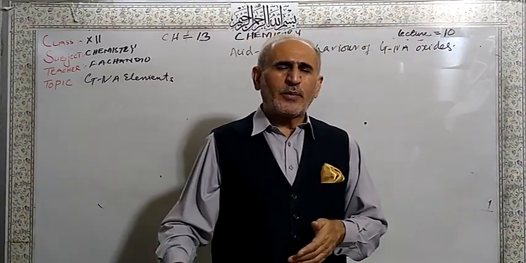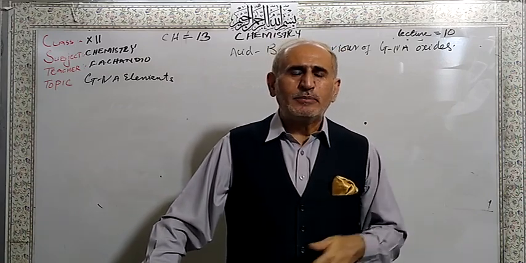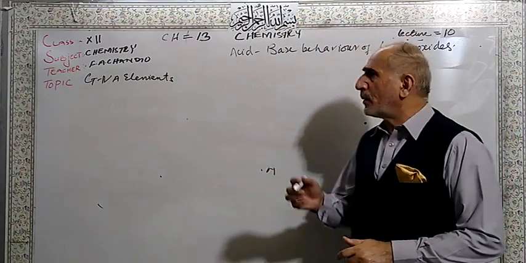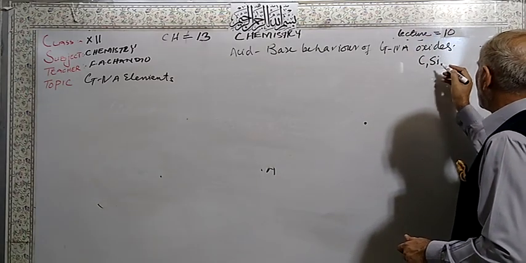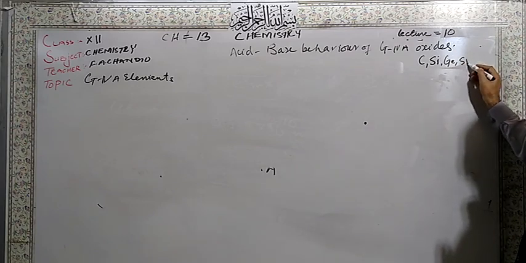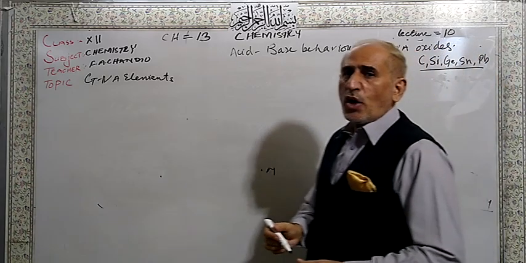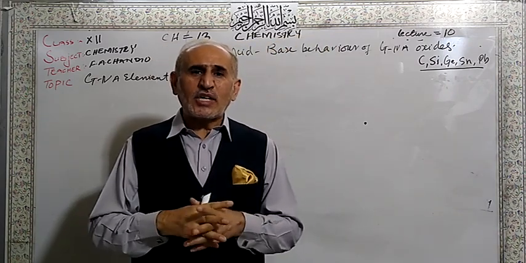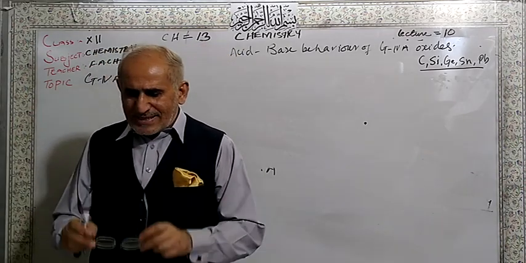If you see the table from before, group number 4 is what we call the carbon family. The carbon family means the first element is carbon, then silicon, germanium, tin, and lead. Carbon is a pure non-metal, so its oxide is acidic. So carbon dioxide is acidic.